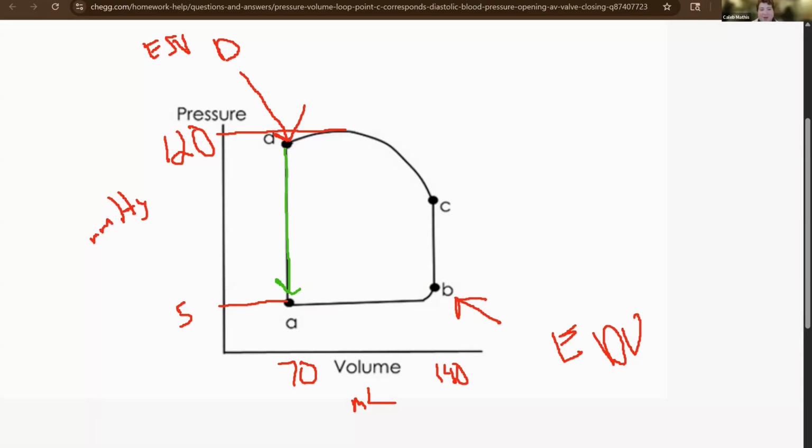Because you haven't started filling yet and you just ejected most of the blood in the ventricle. So, as you can see, it's in between ESV, which is where you've ejected a majority of the blood in the ventricle, and before diastole has completed or even started a lot. Point A is technically the beginning of diastole, but it doesn't instantaneously start. So you start at a very low pressure. Hold on, Nadeem, you can add in there.